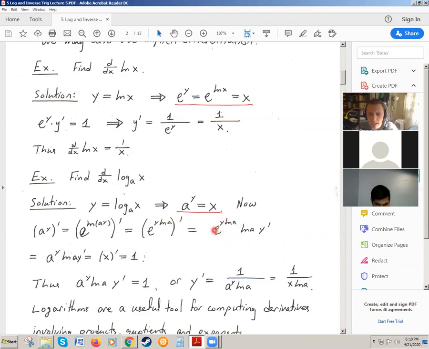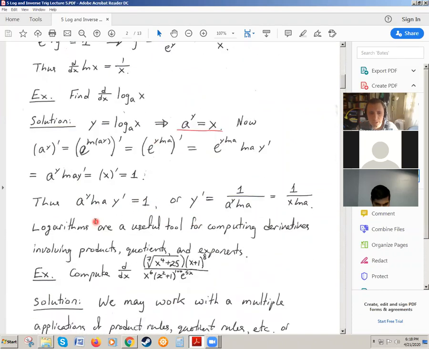So what is this guy? This guy is a to the y. So I have a to the y ln a times y prime is the derivative of x, and the derivative of x is 1. So I have this expression. A to the y times ln a times y prime is 1. So that means y prime is 1 divided by everything else. And then all I have to do is replace the expression in terms of x. What is a to the y? It's a to the y I see over here is just x. So it's 1 over x ln a.